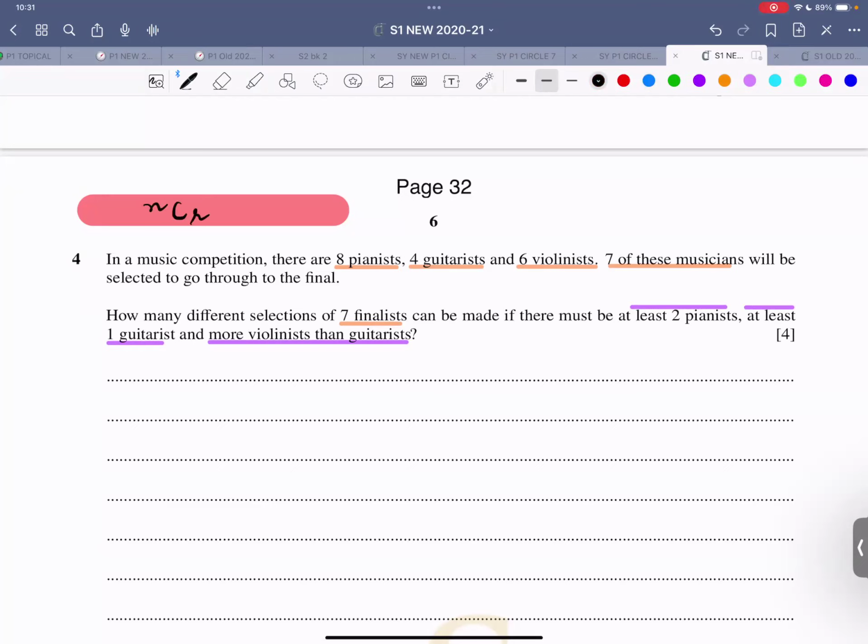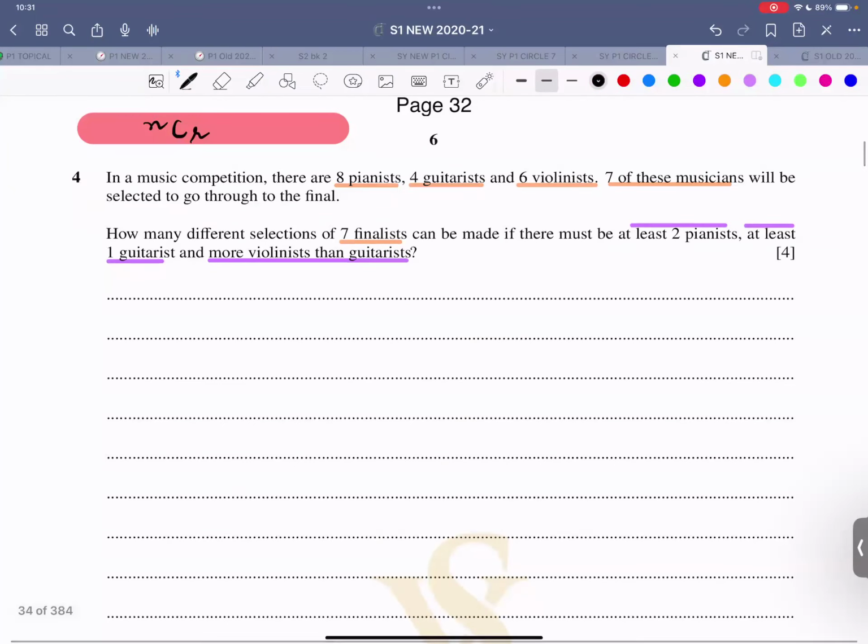Now they give questions of NPR and NCR differently also, and maybe sometimes they are connected in one question. So let me write over here the 3 things, which is pianist, guitarist, and violinist. How many they are? That is 8, that is 4, that is 6. And altogether, I need 7. So at least 2 pianists, let me write over here 2. At least 1 guitarist, let me write 1 right now.